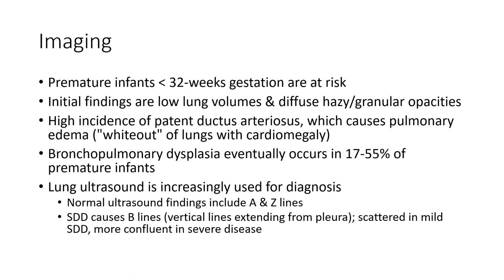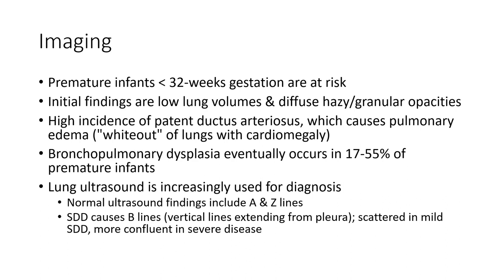Imaging: premature infants less than 32 weeks gestation are at risk. Initially, findings are low lung volume and diffuse hazy granular opacity, with a high incidence of patent ductus arteriosus, which causes pulmonary edema, white out along with cardiomegaly. Bronchopulmonary dysplasia eventually occurs in 17 to 55% of premature infants.